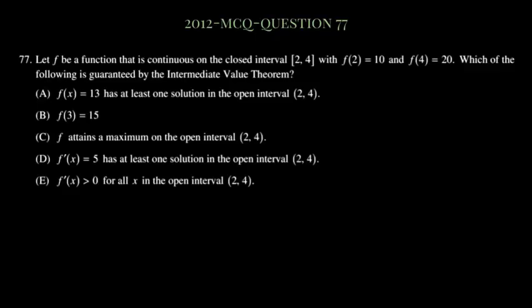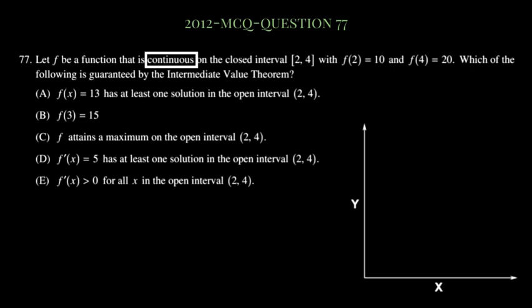So let's look at 2012 multiple choice question number 77. Let f be a function that is continuous on the closed interval from 2 to 4 with f(2) equal to 10 and f(4) equal to 20. Which of the following is guaranteed by the IVT? So first, what's important to note is that it is a continuous function. And next, we're going to graph it.